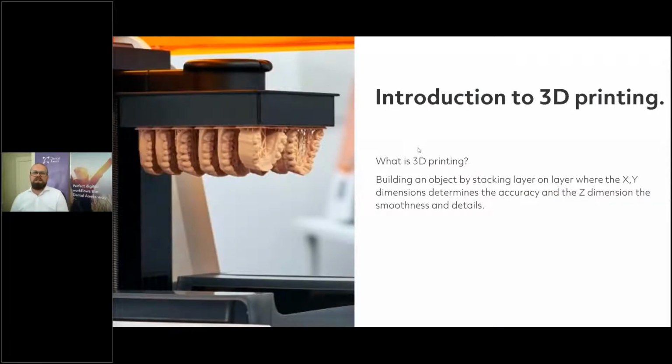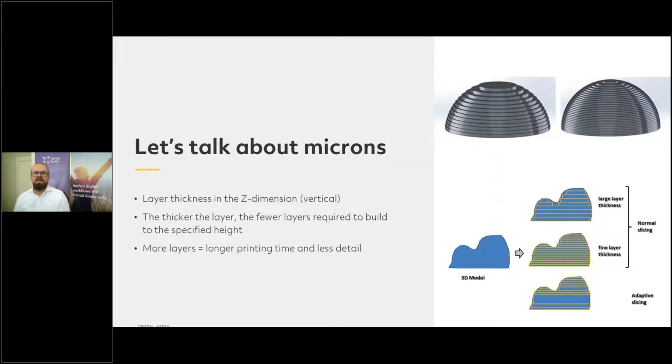And I want to say the introduction to 3D printing. It started basically a long time ago. But what is actually 3D printing? 3D printing is building an object by stacking layer on layer, where the X and Y dimensions determine the accuracy, and the Z dimension the smoothness and details. So building up. I'll show it more in this picture.